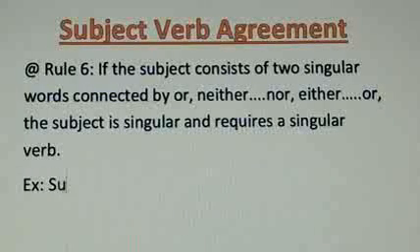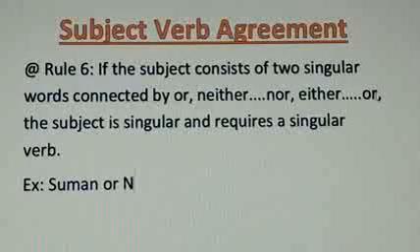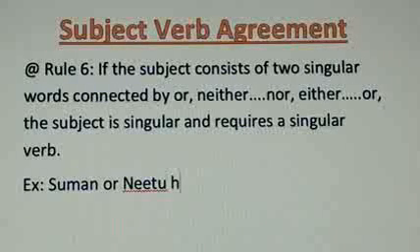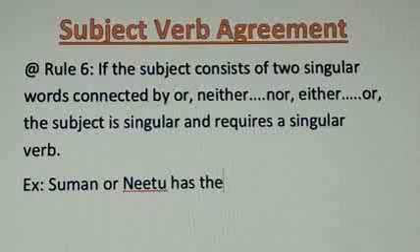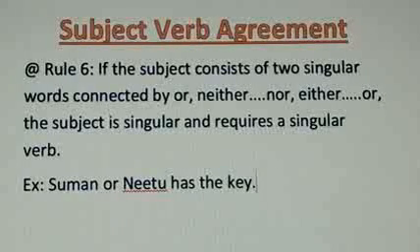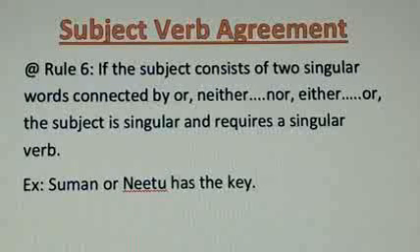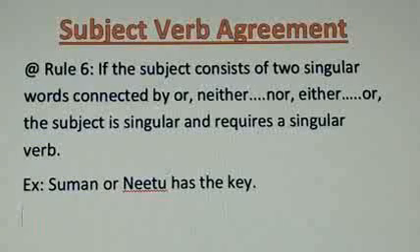Suman or Neetu has the key. Suman or Neetu has the key. In this sentence, dear children, both the subjects Suman and Neetu are singular. Okay, and that's why the applicable verb has is also singular, right? Let's see the other example.